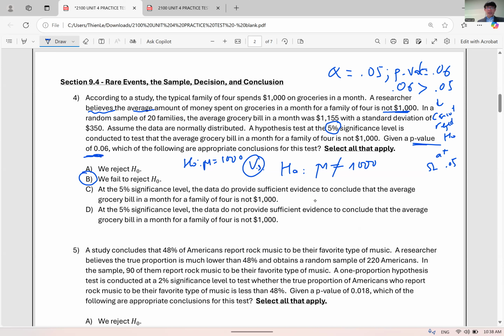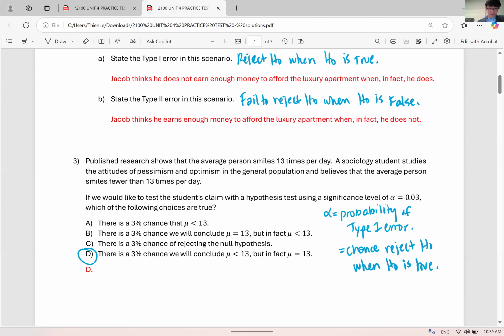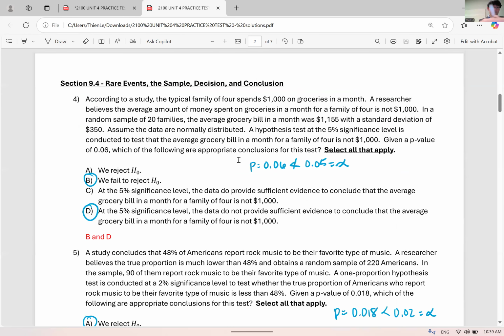But let's see D. At 5% significance level, the data do not provide sufficient evidence to conclude the average grocery bill in a month for a family of four is not $1,000. So here, do not. We don't have enough evidence to conclude HA, which means we fail to reject H naught, which is consistent with B. We do not have enough evidence to reject H naught or to support HA. So either B or D. Let's look at the solution here. Yes, B and D.